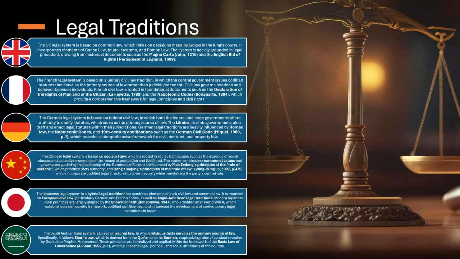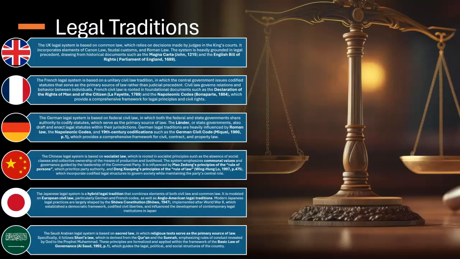incorporates elements of canon law, feudal customs, and Roman law, and is heavily grounded in legal precedent and draws from historical documents. On the other hand, the French and German legal systems are based in civil law, in which the government issues codified statutes that serve as the primary source of law rather than judicial precedent. However, just like the United States, the German legal system incorporates both federal and state governments sharing authority to codify statutes which serve as the primary source of the law.